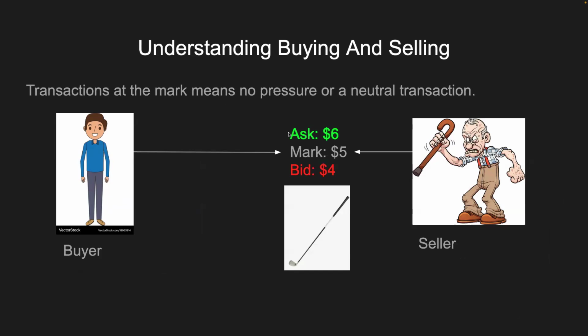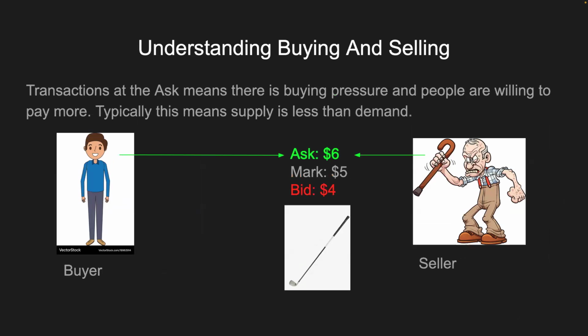So when we are paying at the ask, you can kind of see. Transactions at the ask mean that there is buying pressure, right? This would be the instance where there are two people looking to purchase the same item, and there's only one. Buying pressure means that we are willing to pay more than what the actual value is at its current time, right? Because it could be a million reasons. There could be other people that are looking to buy it. We don't want to miss out. We want to get in.